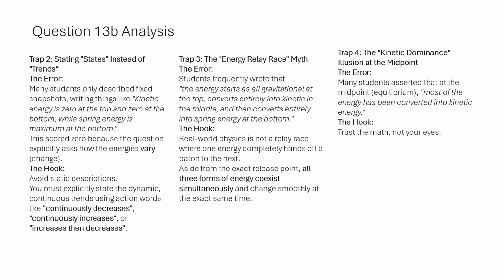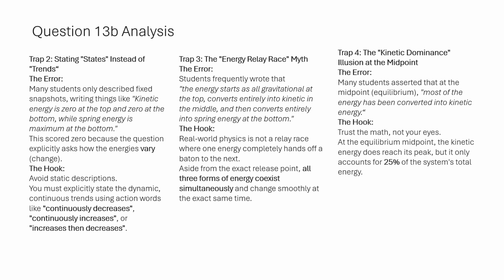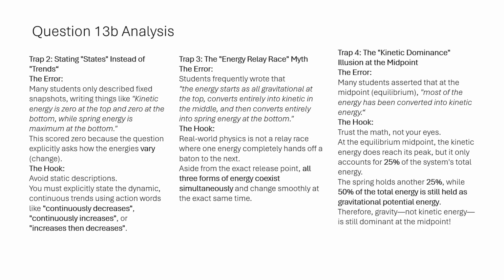The hook: trust the math, not your eyes. At the equilibrium midpoint, the kinetic energy does reach its peak, but it only accounts for 25% of the system's total energy. The spring holds another 25%, while 50% of the total energy is still held as gravitational potential energy. Therefore, gravity, not kinetic energy, is still dominant at the midpoint.